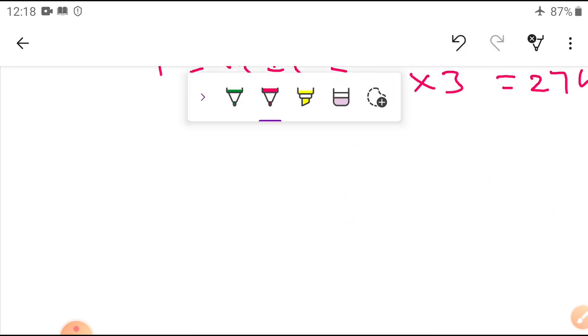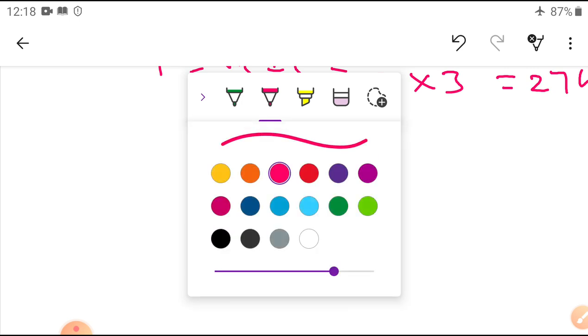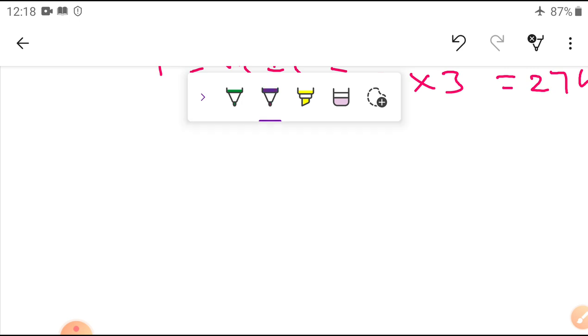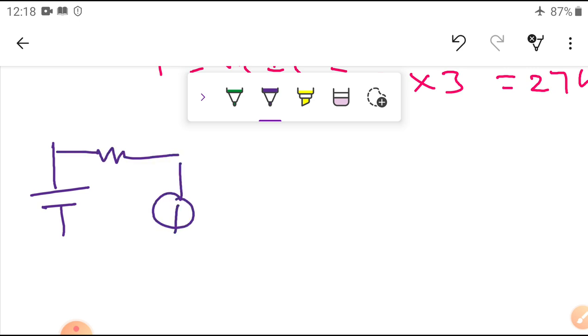Okay, now you take the one problem. What is the problem given? One complicated problem is given here. For example, find the current in a 5 ohm resistor. What is the source circuit given here? One circuit is given, and here is connected one resistance, and here is connected one current source.